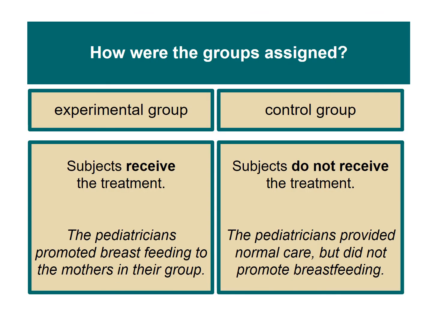How are groups assigned? There are two groups, an experimental group and a control group. This is all review from science, but we are going to be applying it to psychology. The subjects receiving the treatment are the experimental group, and the subjects not receiving the treatment are the control group. So the definitions of those two things are exactly the same as you've learned in any other science class. So, example, pediatricians promoted breastfeeding to the mothers in their group, and pediatricians provided normal care but did not promote breastfeeding in the control group.